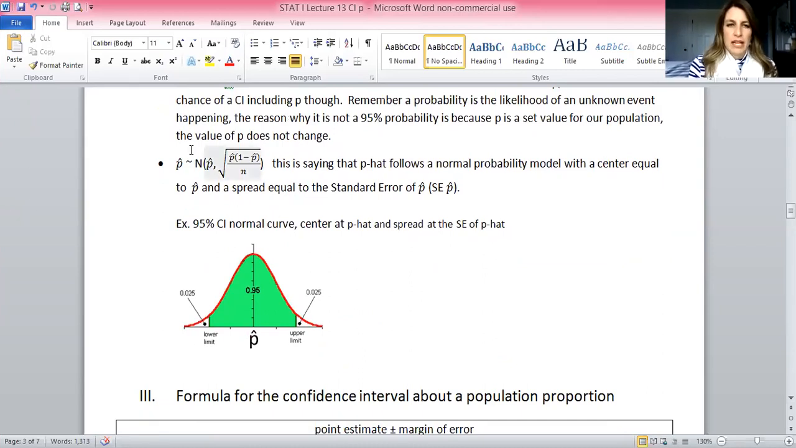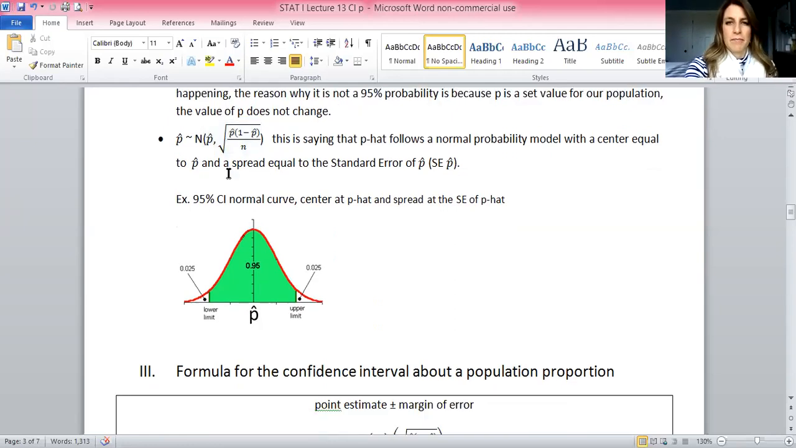Here I have some notation. My p-hat follows a normal probability model with a center at p-hat and a spread at the standard error of p-hat. We already did these calculations. We've looked at this notation for the last couple weeks before break. The standard error calculation is the same as before, except now I want you to notice we're using p-hat in the calculation, not p. Remember that p-hat is the center of my curve. Before, when we used p in that calculation, p was the center of my curve. So that all works together there.